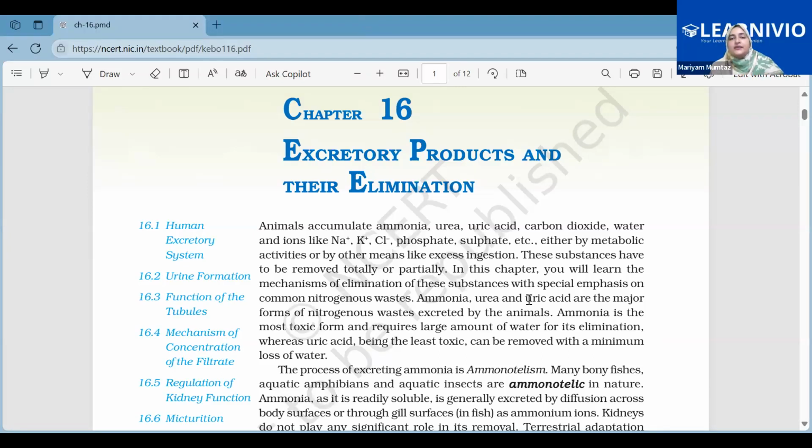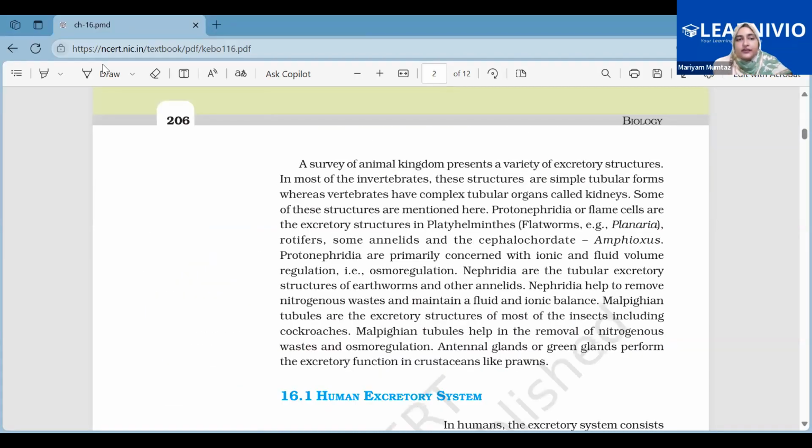So in the previous class, we had discussed the various kinds of organisms according to their mode of excretion and what nitrogenous waste they excrete. And we also saw the different excretory organs of different organisms.